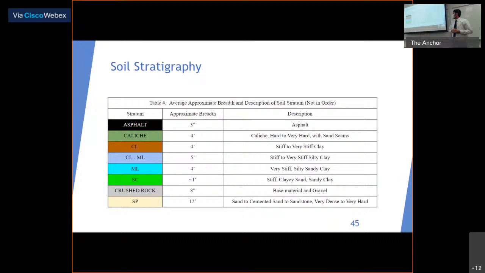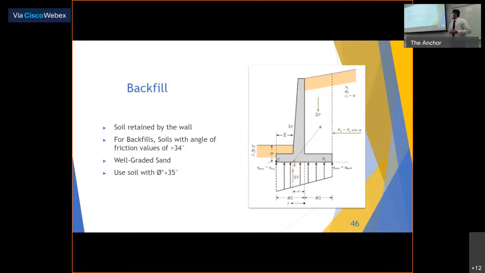Now, after we determine this, we want to figure out what we want to use for our backfill. So our backfill is essentially the soil that's going to be retained behind our abutment design and on the opposite side of the bridge. So typically with these, we want to use a soil that has a friction angle that is greater than 34 degrees. We want it to be cohesionless, and we want it to be well draining.